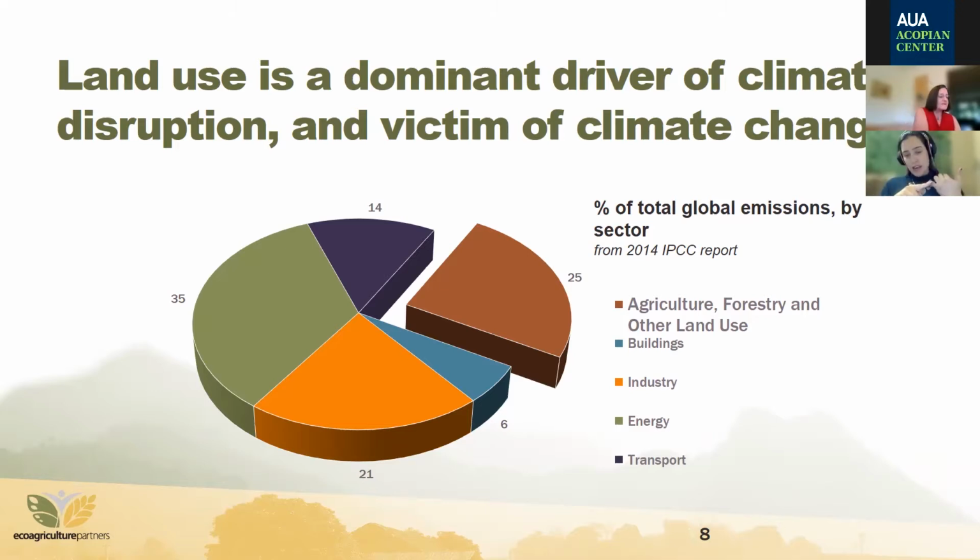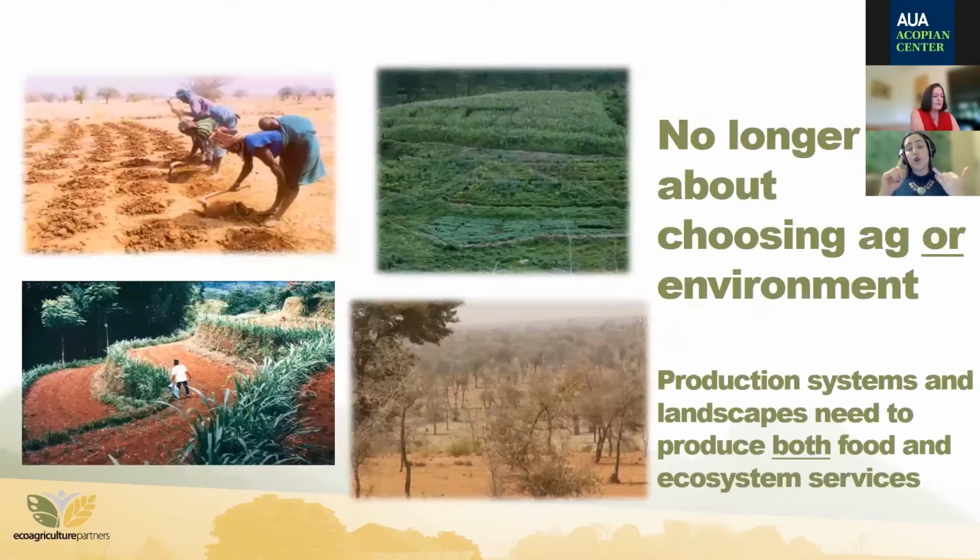If you'll go to the next slide, the last thing that policy is no longer about is trade-offs. Not to say that there are not trade-offs between agriculture and environment, but we cannot choose one or the other, or we will get neither. Production systems and landscapes need to produce both food and ecosystem services, and I think this is the real challenge.